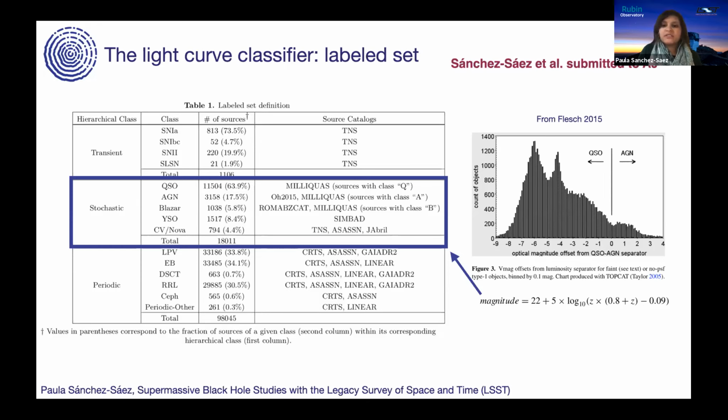So Milliquas separates the sources using a luminosity cut, as you can see here. So basically, sources with lower luminosities are called host-dominated, and bright sources are called core-dominated. And you can see here that the quasars dominate completely the stochastic class with 63% of the sources, while blazars are one of the minority classes. So it's very important to use this imbalanced-learn package because it helps you to deal with these high imbalances in your training set.